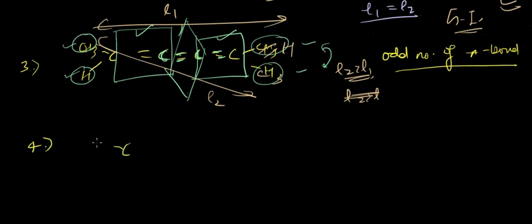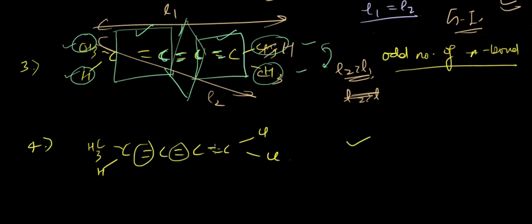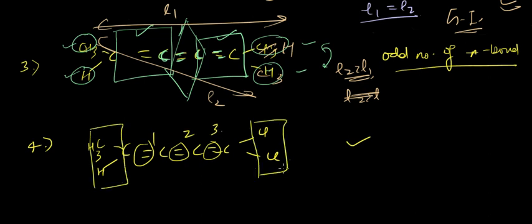So what if we have this compound? Will it show geometrical isomerism? Yes. Why? Because there is an odd number of pi bonds, 1, 2 and 3. Hence these and these lie in the same plane.